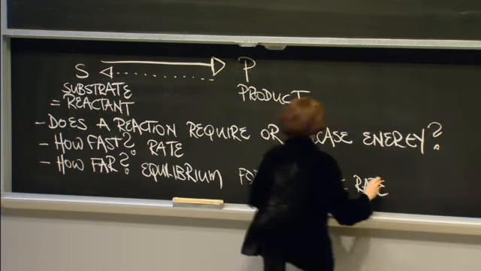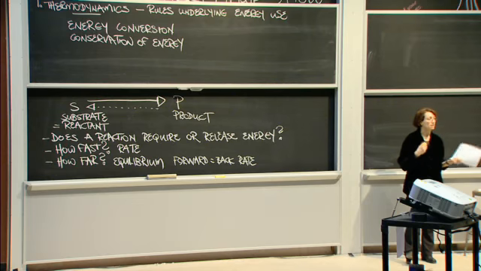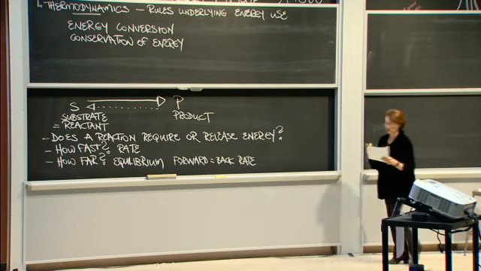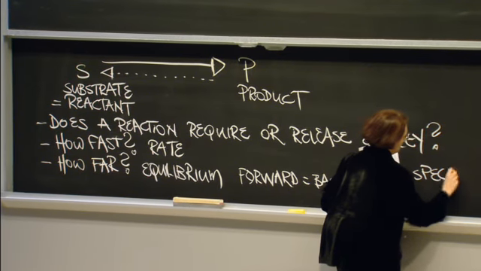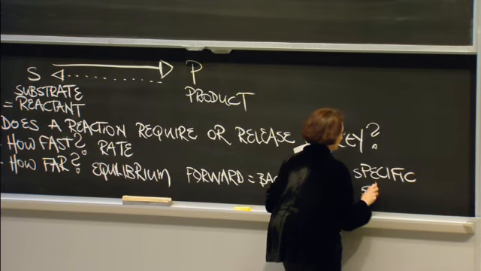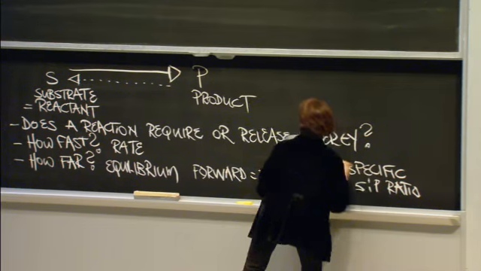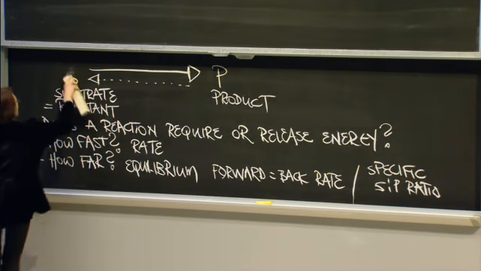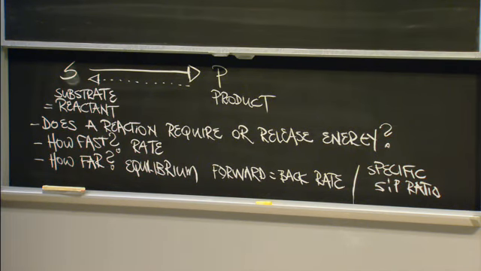And at equilibrium, even though the forward and the back rate are equal, it's not that you have equal amounts of substrate and product. You have a particular ratio of substrate to product that is characteristic for the chemical reaction. So you get a specific substrate or reactant to product ratio. Let's make this S a little larger to match the P. There we go. Good.